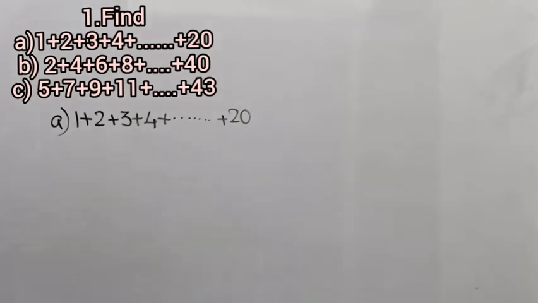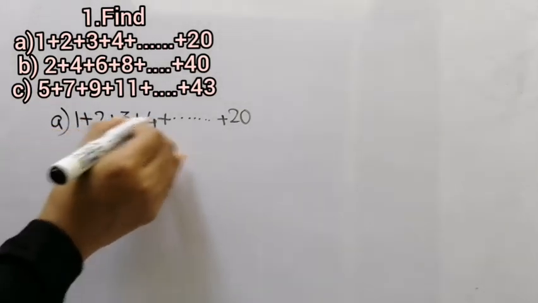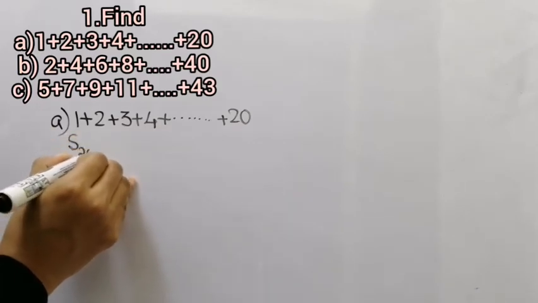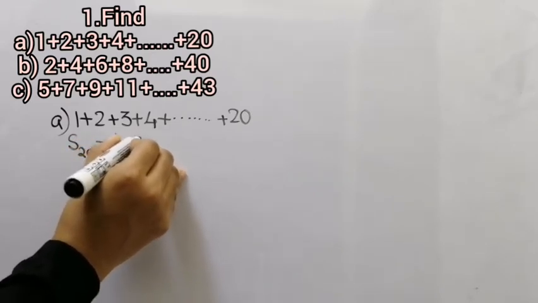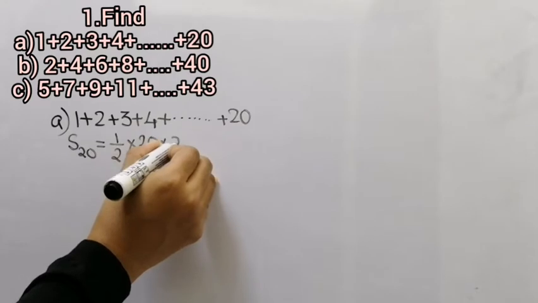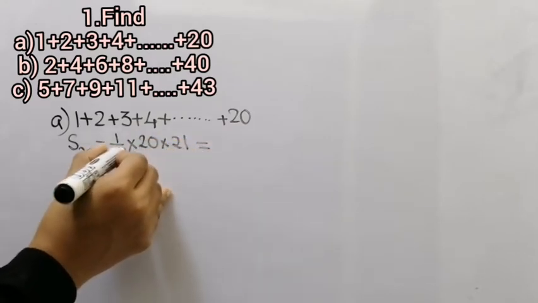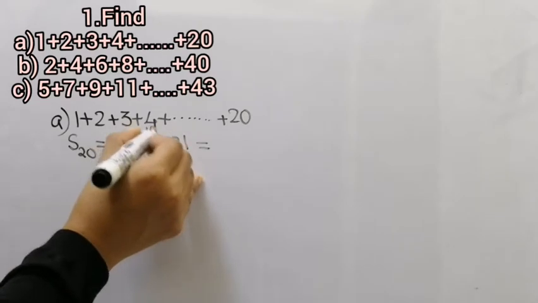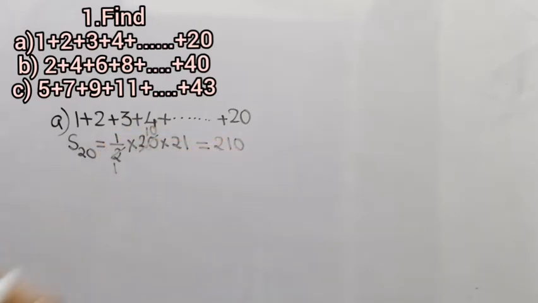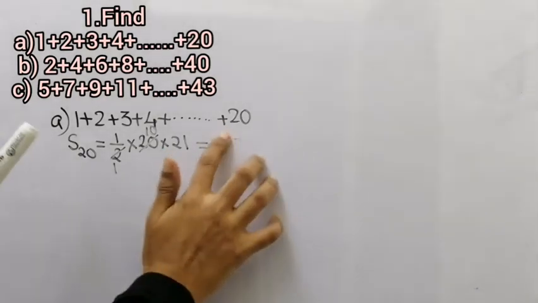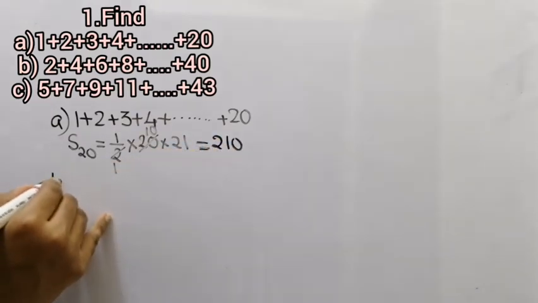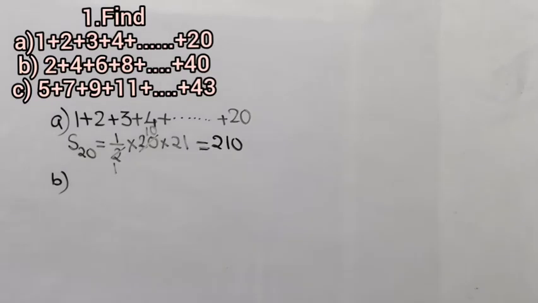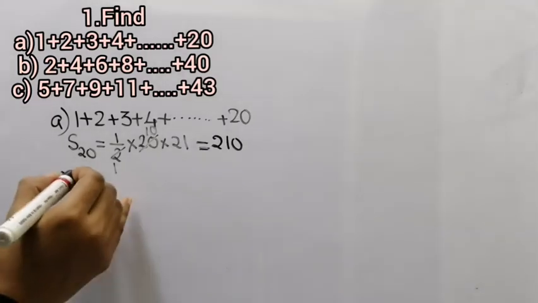We know they are simply natural numbers starting from 1 and there are 20 terms. So we know the formula. There are 20 terms. So how can we do this one? Half into the last number, n into n plus 1, that is 21. So what is the answer? Here 2 1 time and 2 10 times. So the answer is 210. Okay. Now the second one, 2, 4, 6, 8 up to 40.